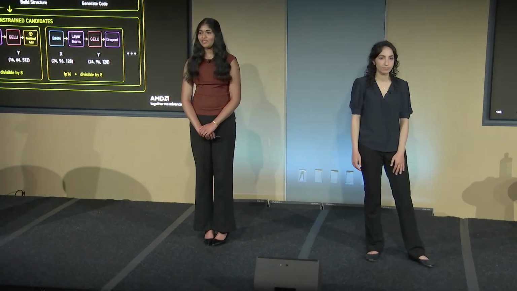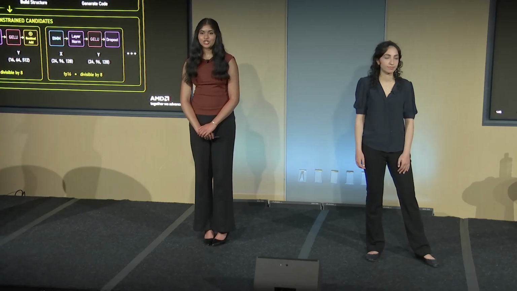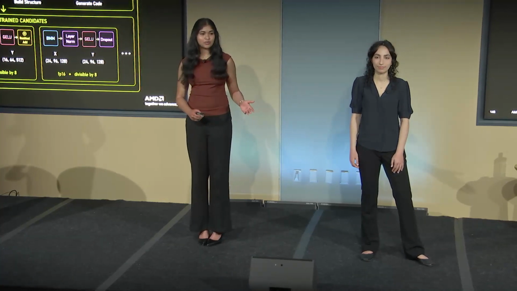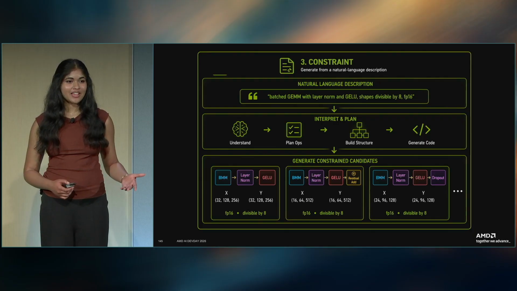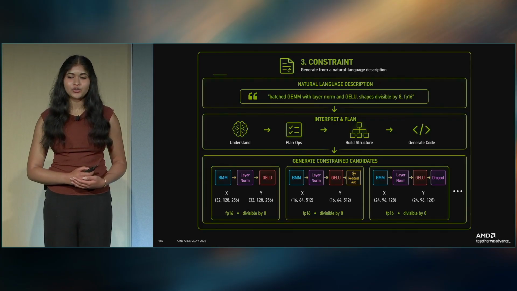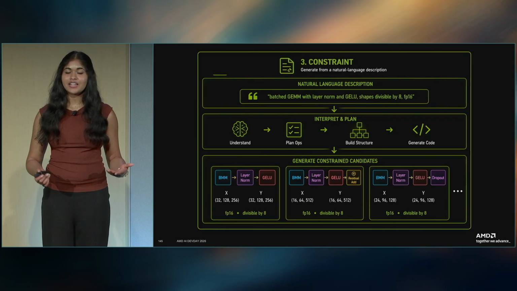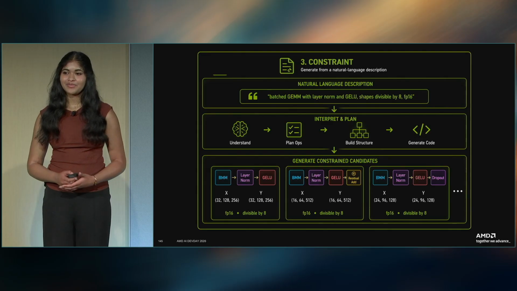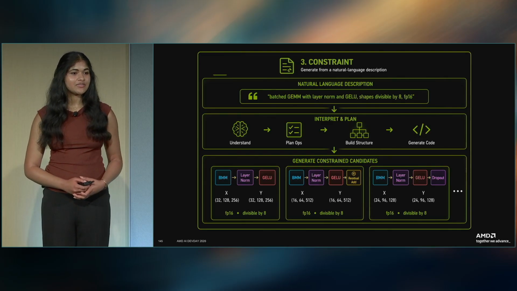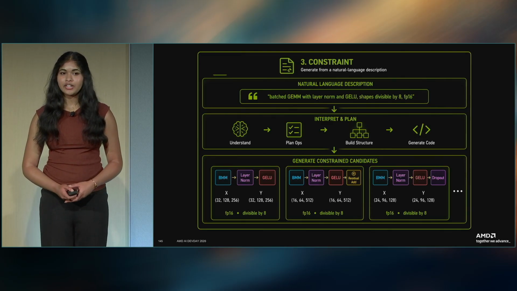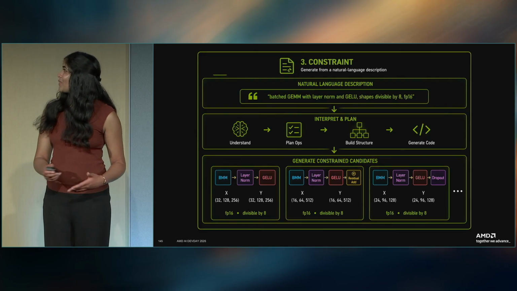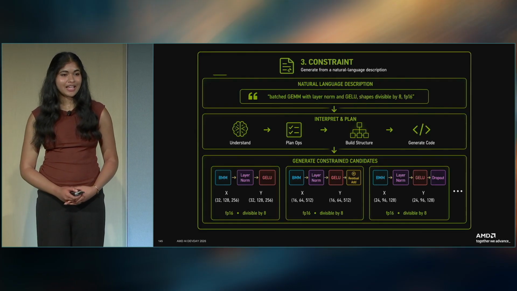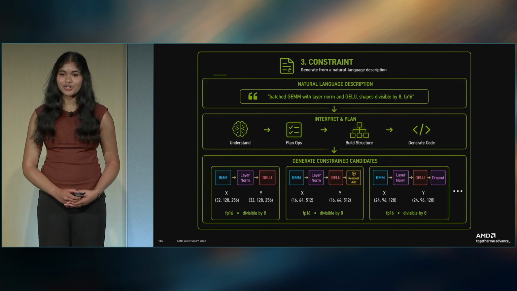Our last mode of generating synthetic data is constraint. Unlike the previous 2 approaches, mutations and compositions, constraint doesn't depend on a pre-existing PyTorch module. Instead, we're using a natural language description. For example, as a developer, I could ask: I want to create a kernel for a batch GEMM with a layer norm and GLU, and the shape should be divisible by 8 with floating point 16 precision.